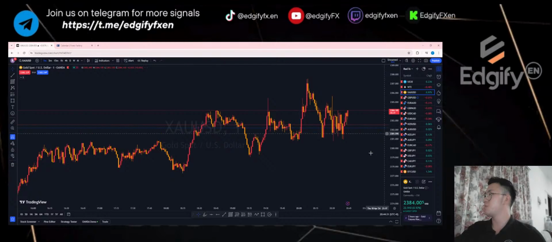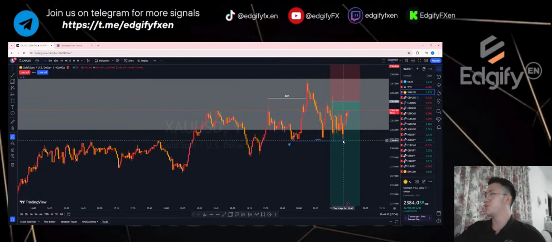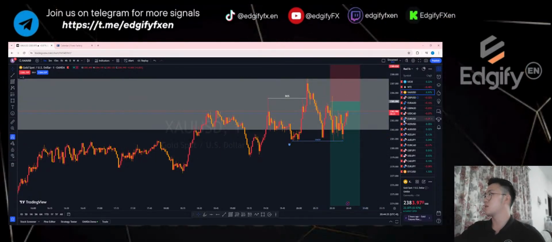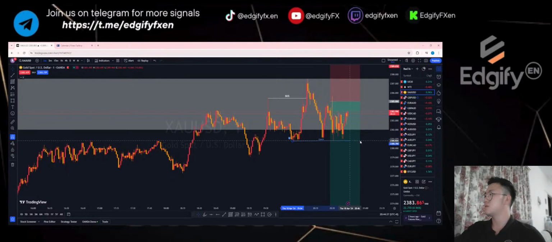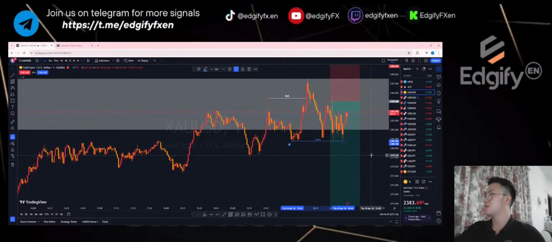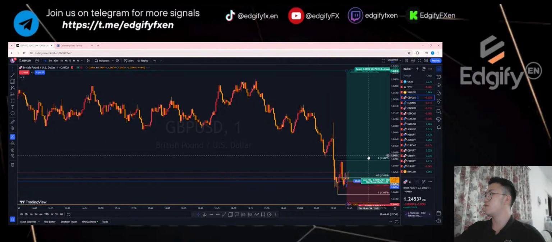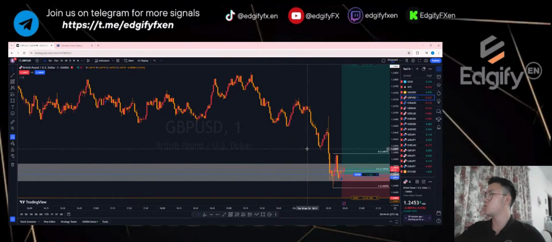Right, since I'm in for GBP USD, gold I will still wait for this to break. If it doesn't, then it doesn't. Alright, we'll focus on GBP USD for now because we are in.